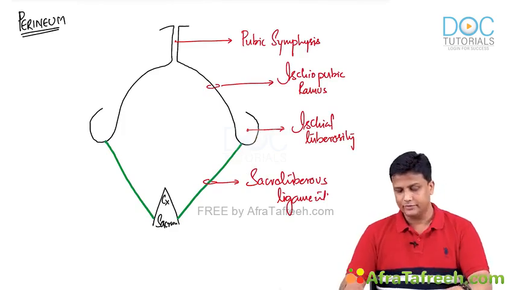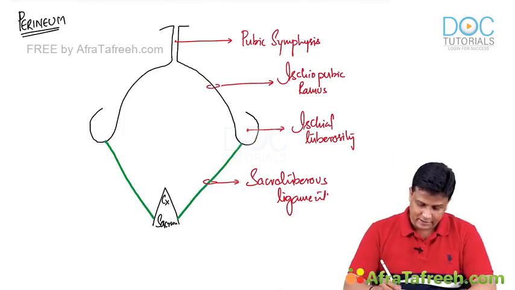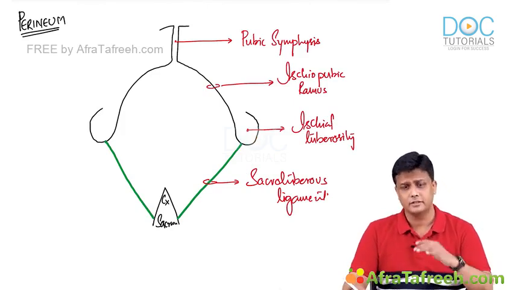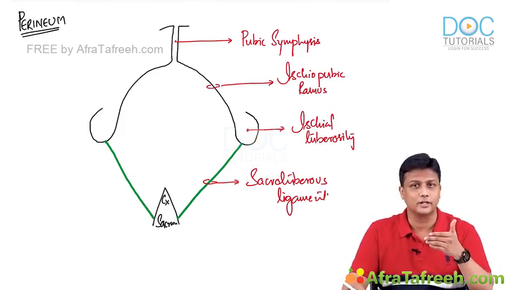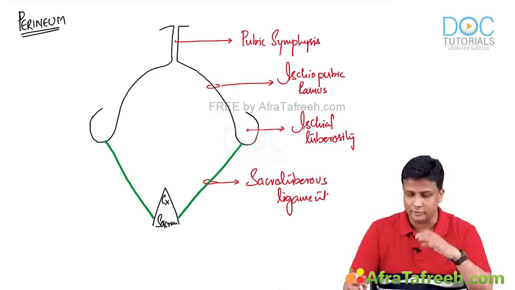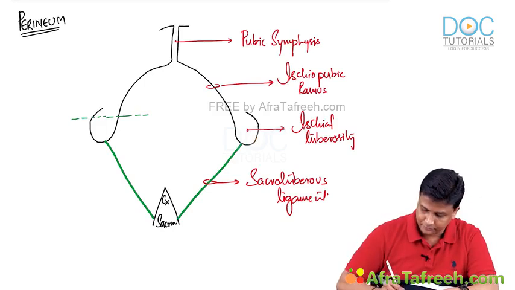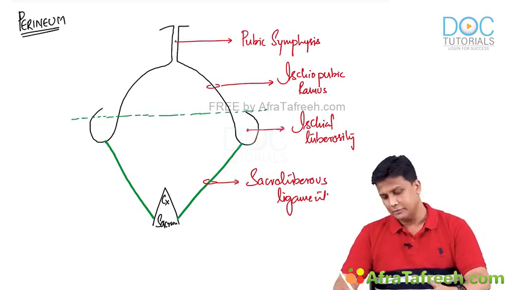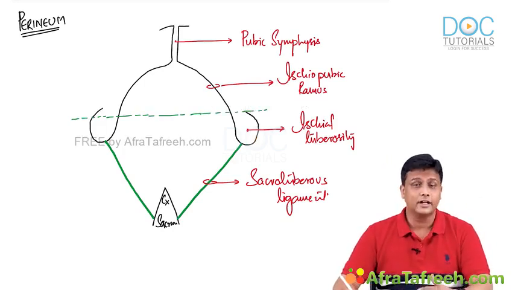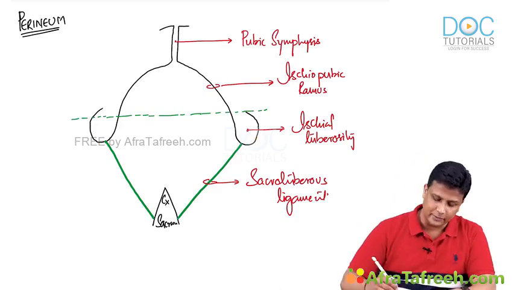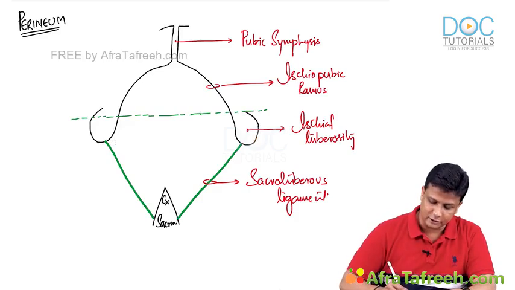Now once you are comfortable with the boundaries of the perineum, the next thing will be just draw an imaginary line which is just anterior to the ischial tuberosity. Not exactly the ischial tuberosity, guys, it is just anterior to the ischial tuberosity here. Now because of that imaginary line, we can divide the entire perineum into two triangles. The triangle that you are able to appreciate in the front here, this is referred to as the urogenital triangle.